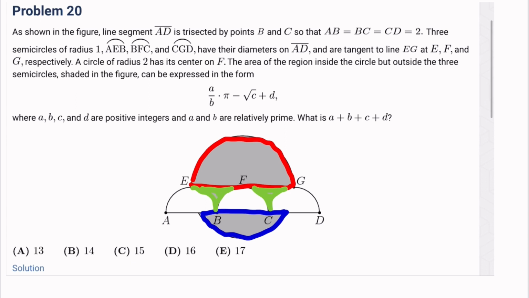If we try to get the red part first, that is just 1/2 of the whole circle, and AB equals BC equals CD equals 2. Yeah, so these all equal 2, and so therefore that means one radius is 1, and so from this point to this point, this is 2 radii, so that gives us that the radius of the whole circle is 2, so 2 squared pi. This equals 4 pi, so the red part is 2 pi.